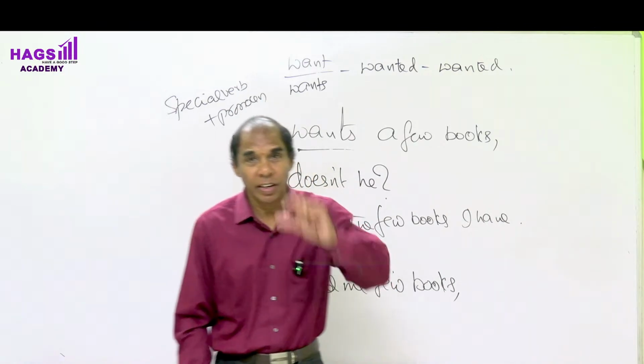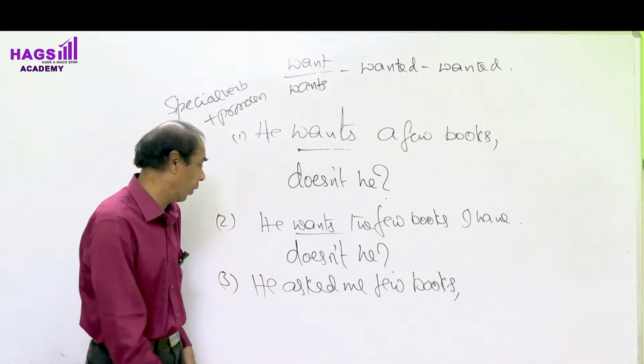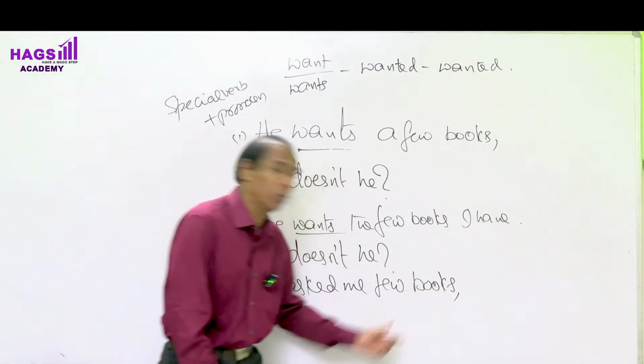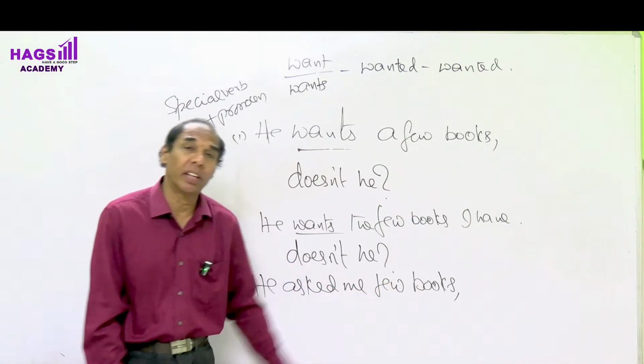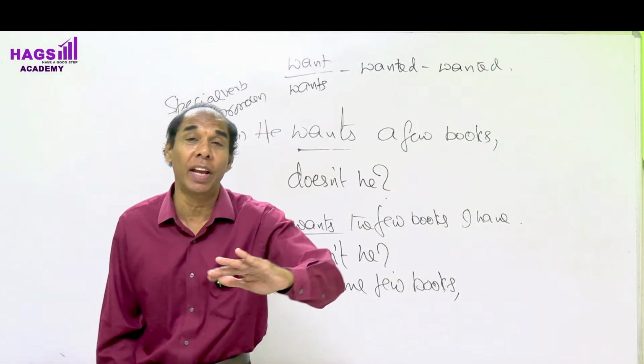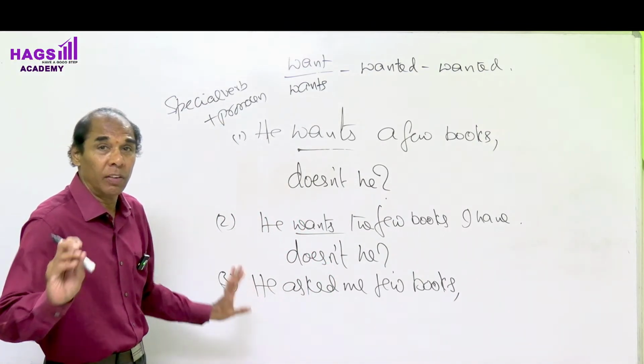I'm sorry students, a small technical problem happened here. It is set right. No worry. Okay? Now look. He asked me few books. Now take the third sentence. Few is negative. Few is negative. So the question tag must be positive. Right? So I'm very sorry students.